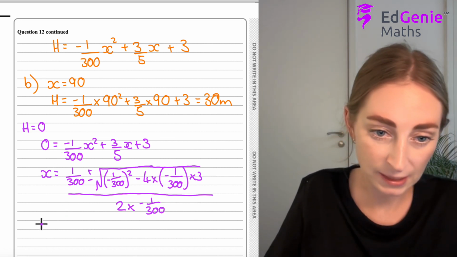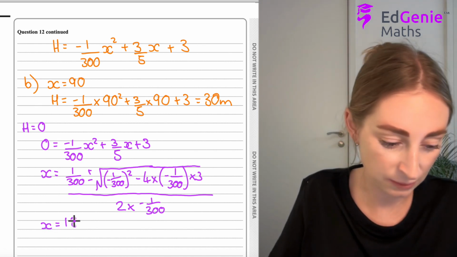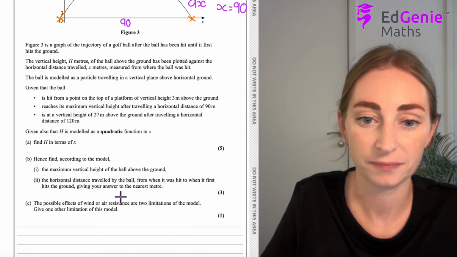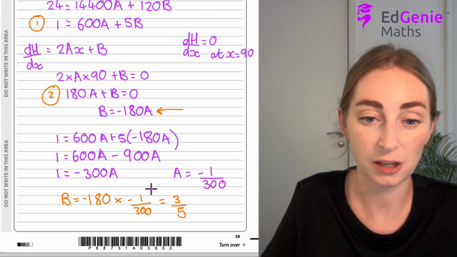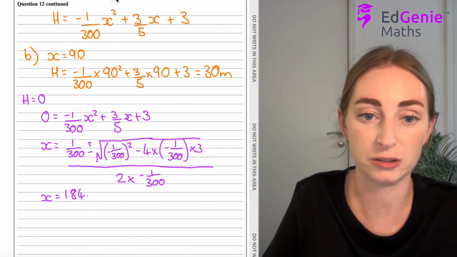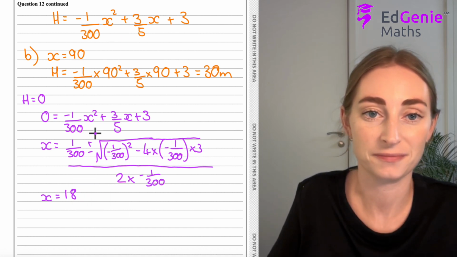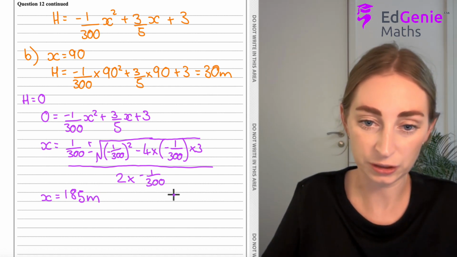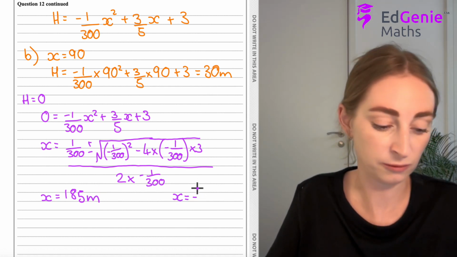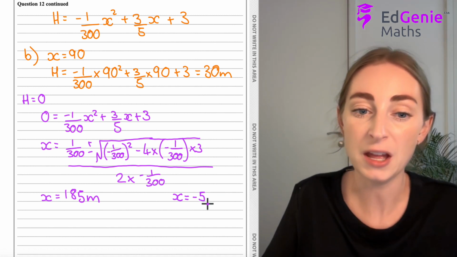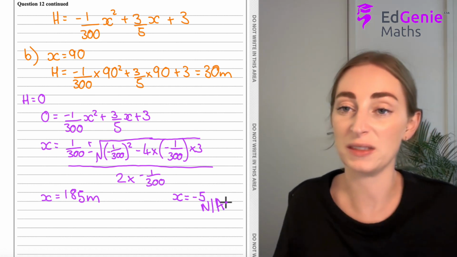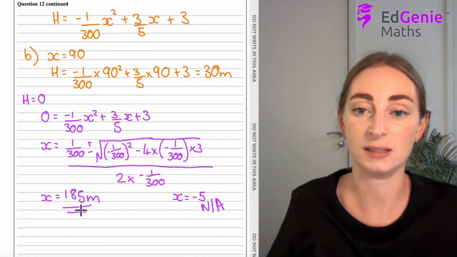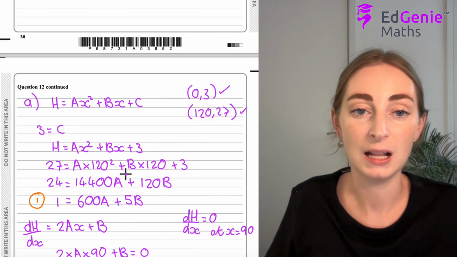And I have got x as 184 point, what did it ask for? To the nearest meter. So actually it's 185. Let me just change that. 185 meters. And my other solution is x equals minus 4.8, which would have been minus 5. But that one obviously can't be the case because we can't have a negative distance. So this is our answer. Done. Next part.